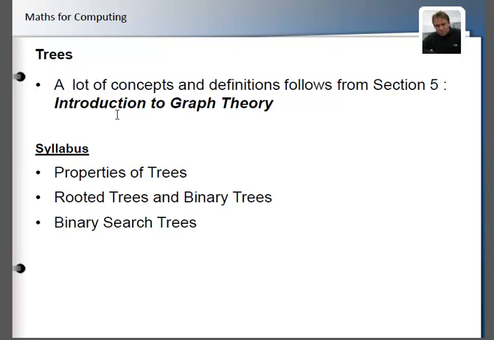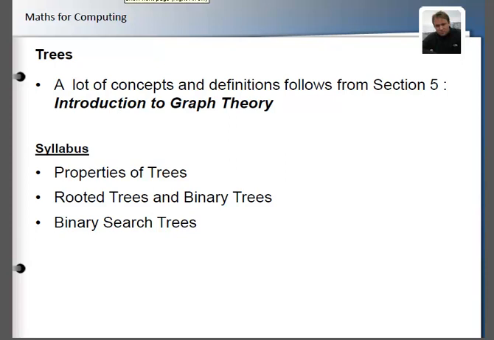Now, as the syllabus stands so far at time of recording, I'm going to follow on from the topics that were on this course in its original incarnation when I did this previously. So they are properties of trees, which is the key thing I'm going to look at right now, then rooted trees, binary trees and binary search trees. The properties of trees look at things in a very mathematical sense, whereas rooted trees and binary search trees are related to how these theories are applied in the computer science setting. But anyway, the key thing right now is properties of trees.